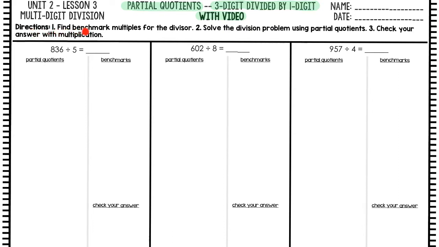1. Find benchmark multiples for the divisor. So here we're going to find benchmarks for the divisor of 5. 2. Solve the division problem using partial quotients. Then we will use partial quotients here. And 3. Check your answer with multiplication down here. Our first problem is 836 divided by 5. So let's find some benchmark multiples for the divisor 5.